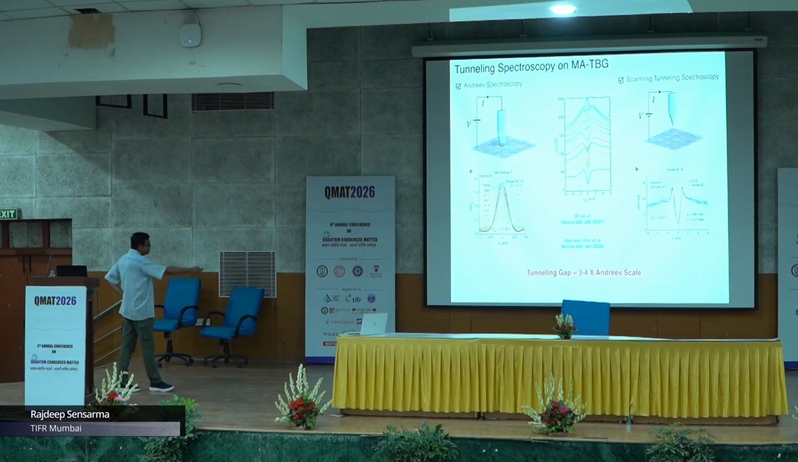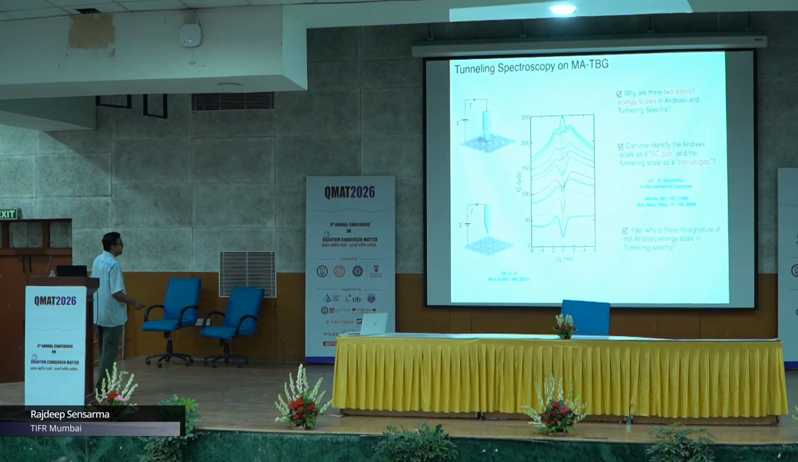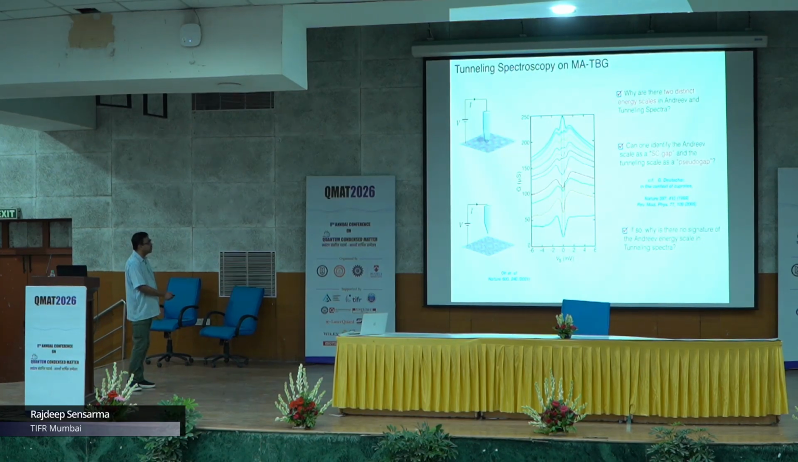And even in the original paper, there were already questions whether this is pseudogap physics, strong correlation physics, and so on, which was suggested. Okay, and so the questions are, why are there two distinct energy scales in Andreev and tunneling? Can one identify one of them as a superconducting gap and the other as a pseudogap? And if so, the other question is, why is there no signature of this Andreev scale in the tunneling spectrum, which measures the density of states of electrons in the system? Okay.